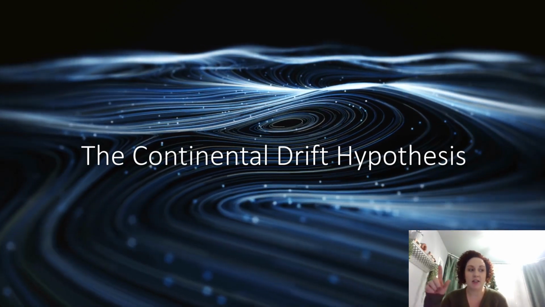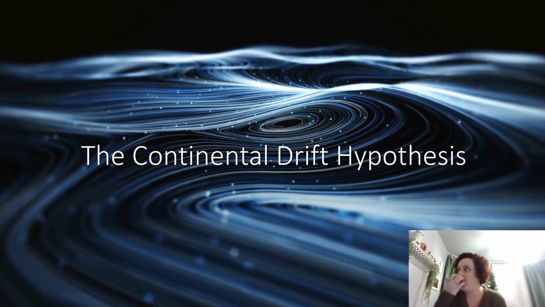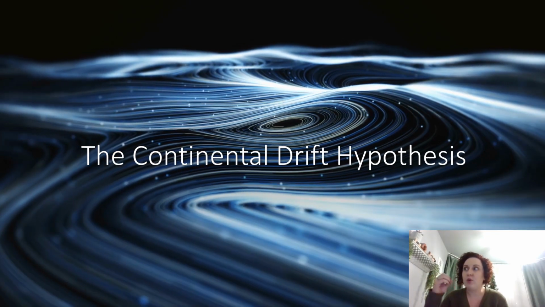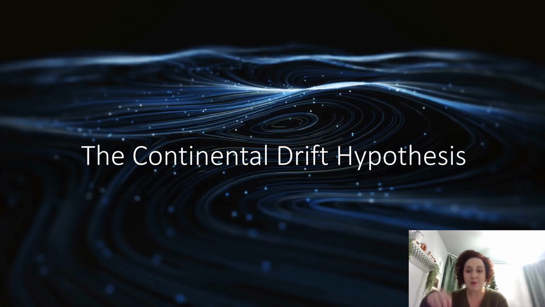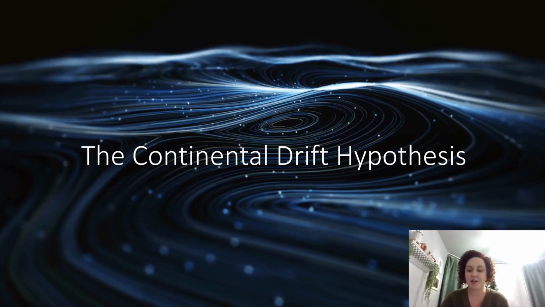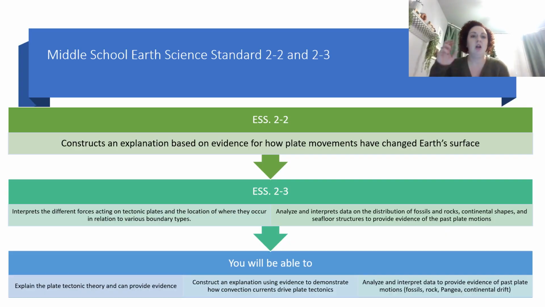Why is it that Alfred Wegener is so well known for all of this, and what ideas did he have to be able to put it all together? So still working with middle school Earth Science Standard 2-2 and 2-3, and by the end of this you should be able to explain the plate tectonic theory and start to provide some evidence to support it.